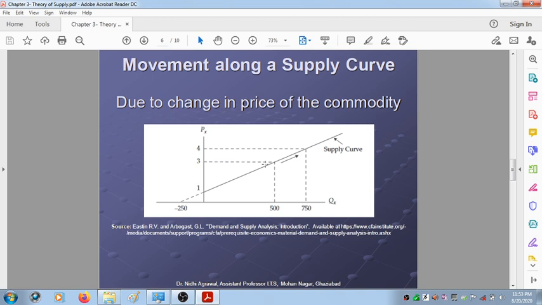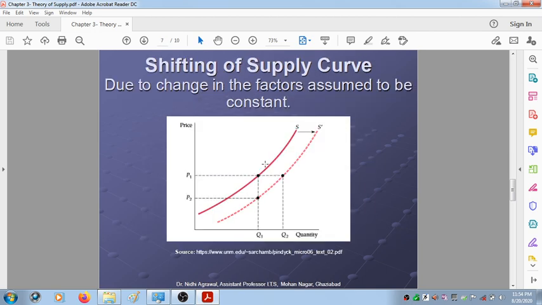In this case, total supply will be reduced by the producer, because the producer, or you can say the supplier, is always willing to take advantage of higher prices. So when the price is high, they will try to supply more and more, and if the price is lower, then they will try to supply a lesser and lesser quantity of the product.